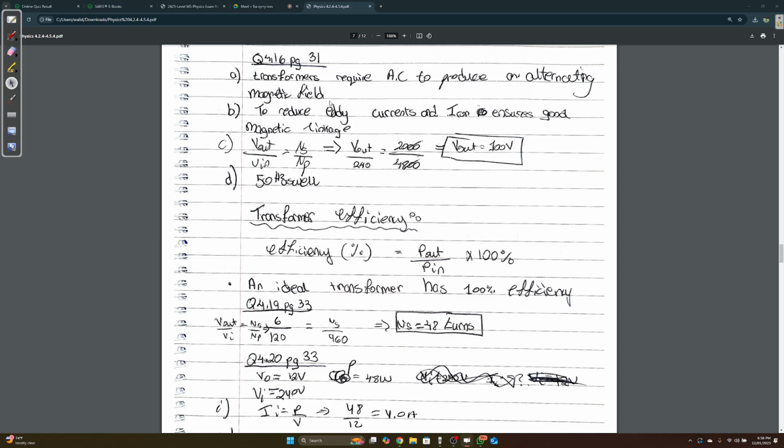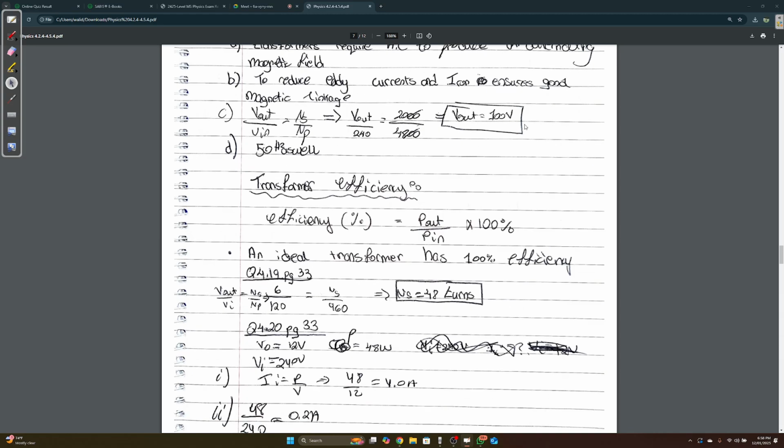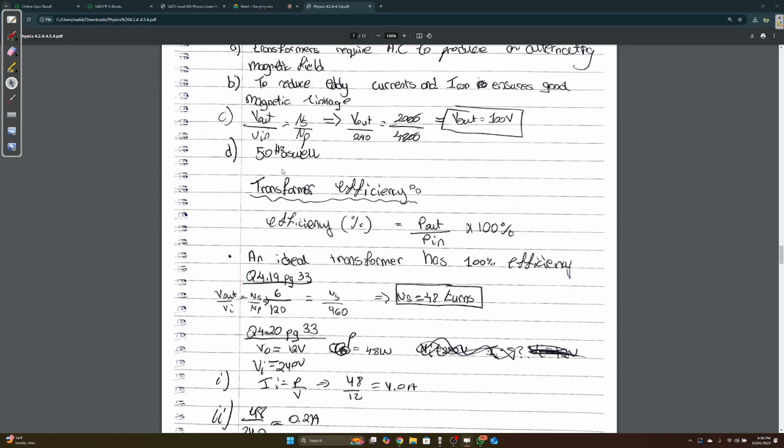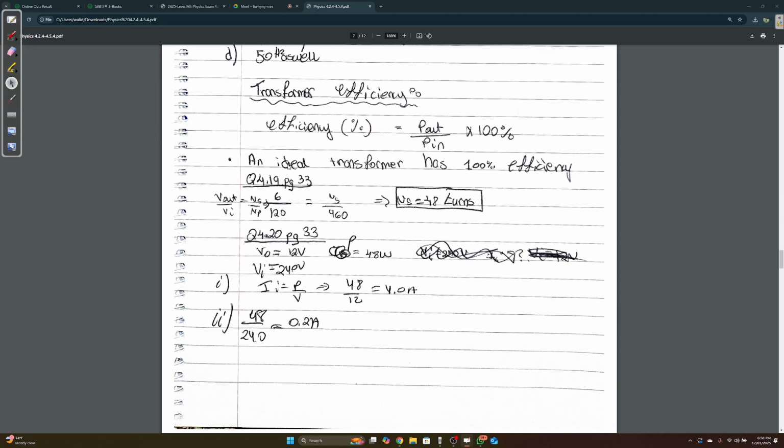They ask why is it laminated, the iron core. You know how it's wrapped with an iron core to reduce eddy currents. Okay, and obviously good magnetic linkage. And then they ask for the formula, very easy. And they ask for what's the frequency going out. Remember, the frequency never changes. It's 50 hertz as well. Okay, obviously you don't see the question here, but I just wanted to show you.